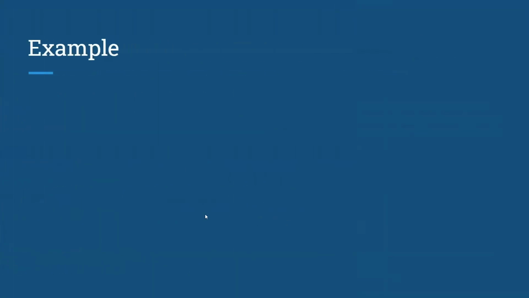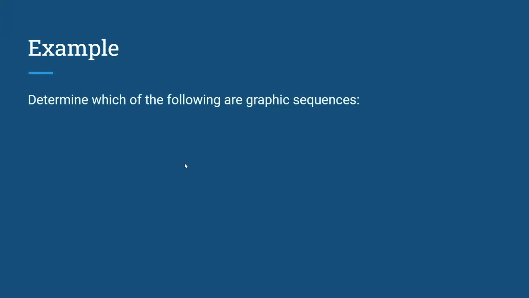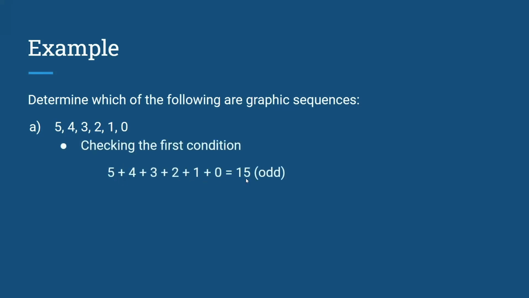Next, I'm going to be showing a couple of examples using the Erdos-Gallai theorem, and these examples are from our midterm. I'm going to determine which of the following sequences are graphic sequences. So the first sequence right here, 5 4 3 2 1 0. We have to check the first condition, if the sum of this sequence adds up to an even number. As we can see, it comes out to 15 and is odd, therefore it is not a graphic sequence.